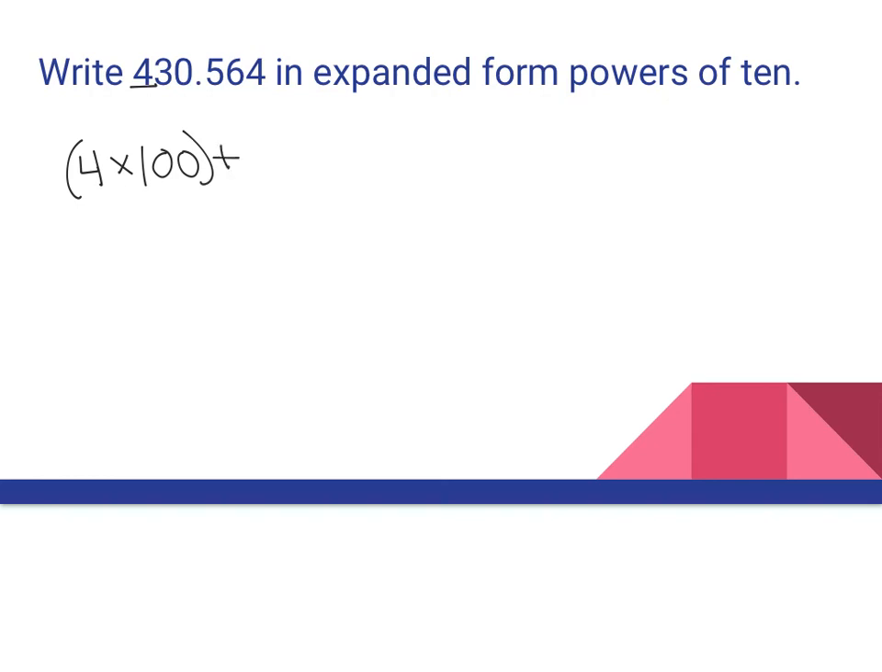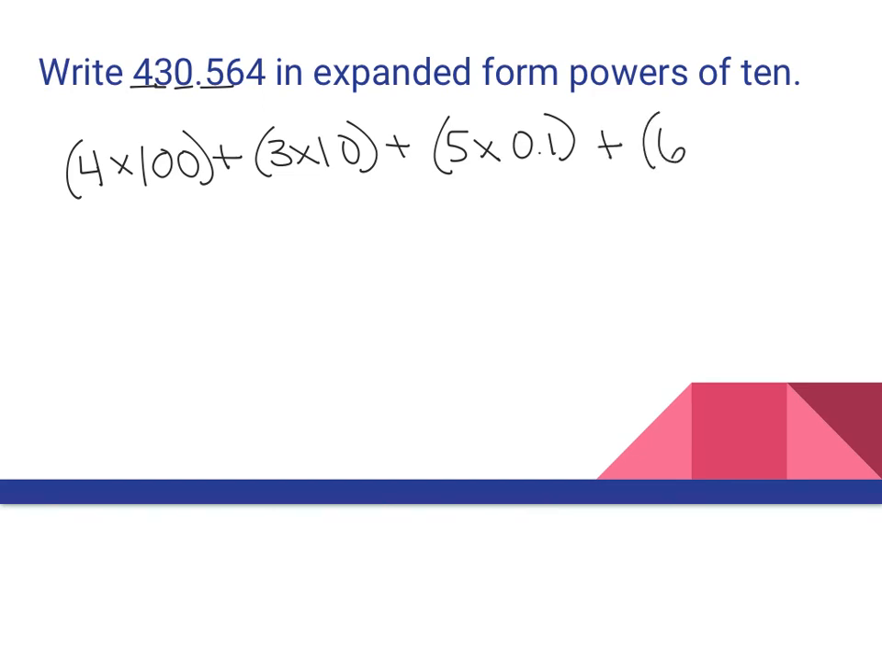To that, I will add the next digit. 3 is sitting in the tens place, plus 0 is the next digit, but remember, we do not have to include the 0 as a placeholder when we write expanded form or expanded form powers of 10. So I'll skip that 0 and go on to 5. 5 times the place it's sitting in. It is sitting in the tenths place. You can write tenths either as a decimal or as a fraction.